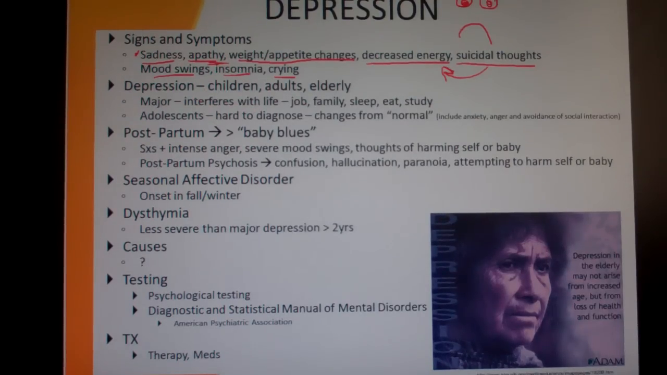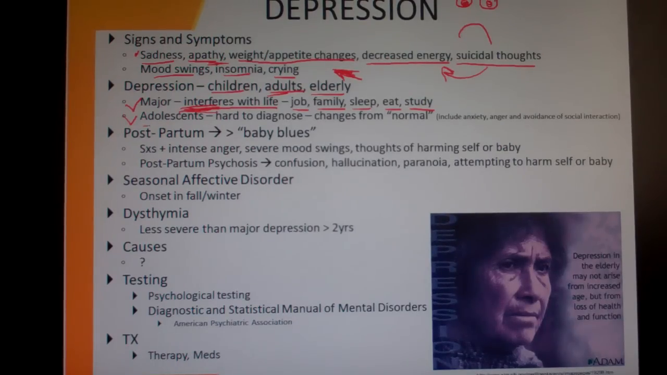Anybody can get depression, right? Children, adults, elderly. If it's major depression, then that has to interfere with your life, your job, your family, your sleep, eating, studying, whatever. Major depression has to interfere in some way. If you're feeling all of these symptoms and you're still functional and still going to school or work, doing what you need to do, you're just bummed, then it's not major depression.